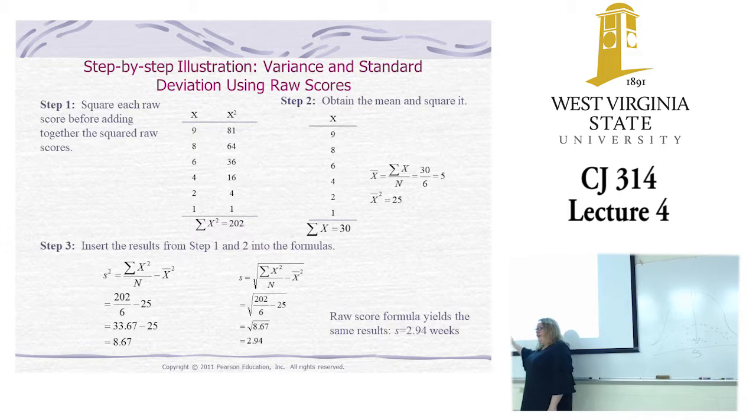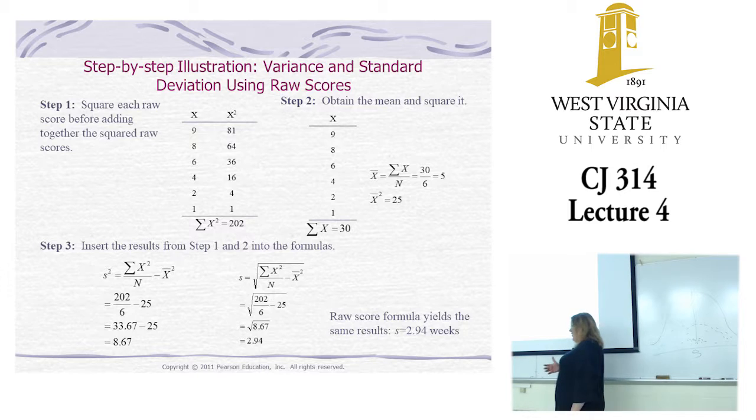Top part of this formula, sum of x's squared. We labeled it. 202 divided by n. So we do the sum of our x's squared first, divided by n. 202 divided by 6 gives us 33.67. First part of the formula is done. Now we subtract the mean squared. We found the mean of 5. We squared it for 25. So we've got 202 divided by 6, 33.67, minus 25, 8.67. That's our variance.